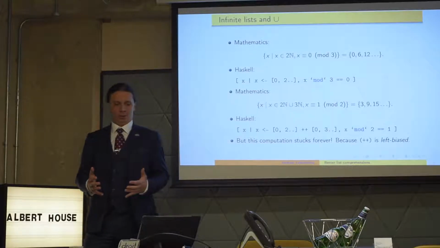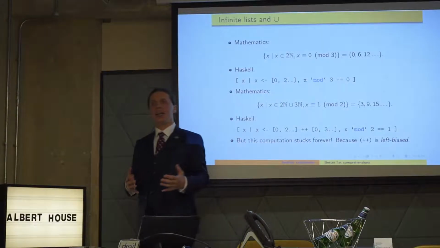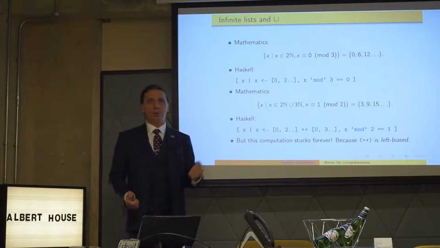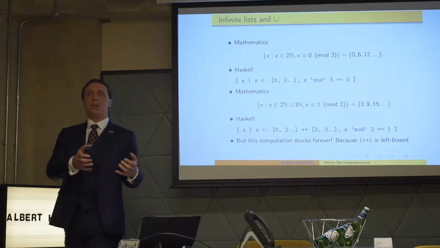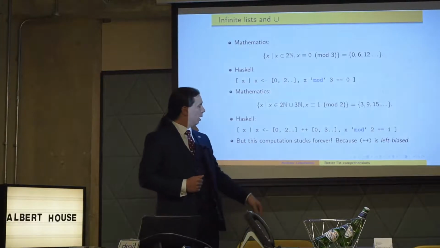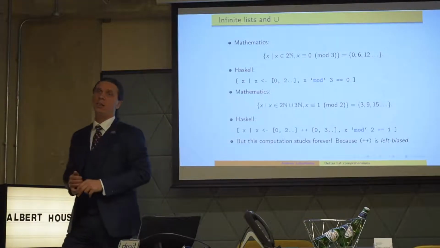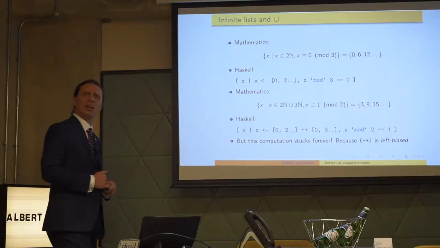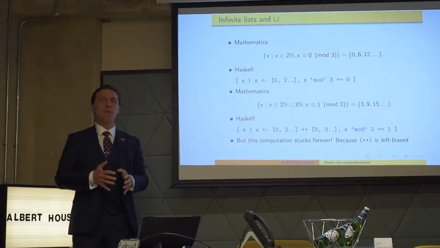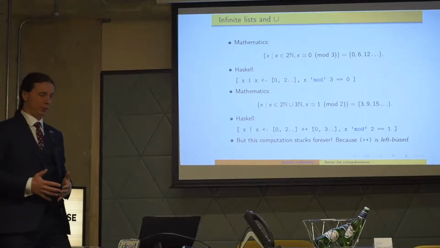The fundamental reason that it gets stuck is that this plus plus operator, which concatenates lists in Haskell, is left biased. It puts all elements of its left argument first. So when I write this, it would always put all this list at the beginning, and it's not what I would like to do. I'd like to fairly interleave both of my lists of input values, both of my input streams.